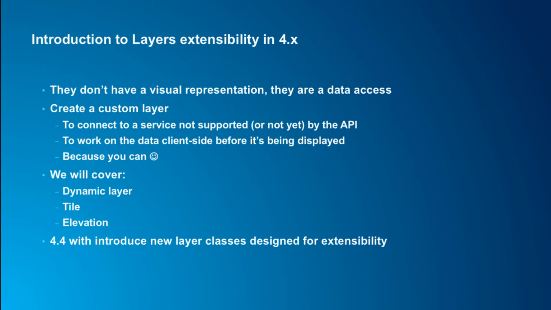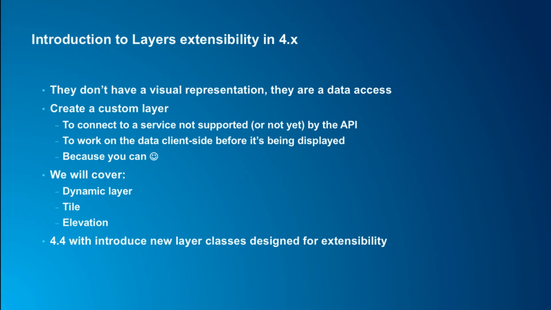The layers in 4 are different than the layers in 3. In the 3x API, a layer has the data to display and is also in charge of displaying it. In 4, we have separated that. We have on one side the layer, which is just a connection to a service or to some data. And on the other side, we have the layer view that is capable of actually drawing. The layer view is more complicated to implement because it's 2D specific or WebGL specific, even in 2D or 3D.